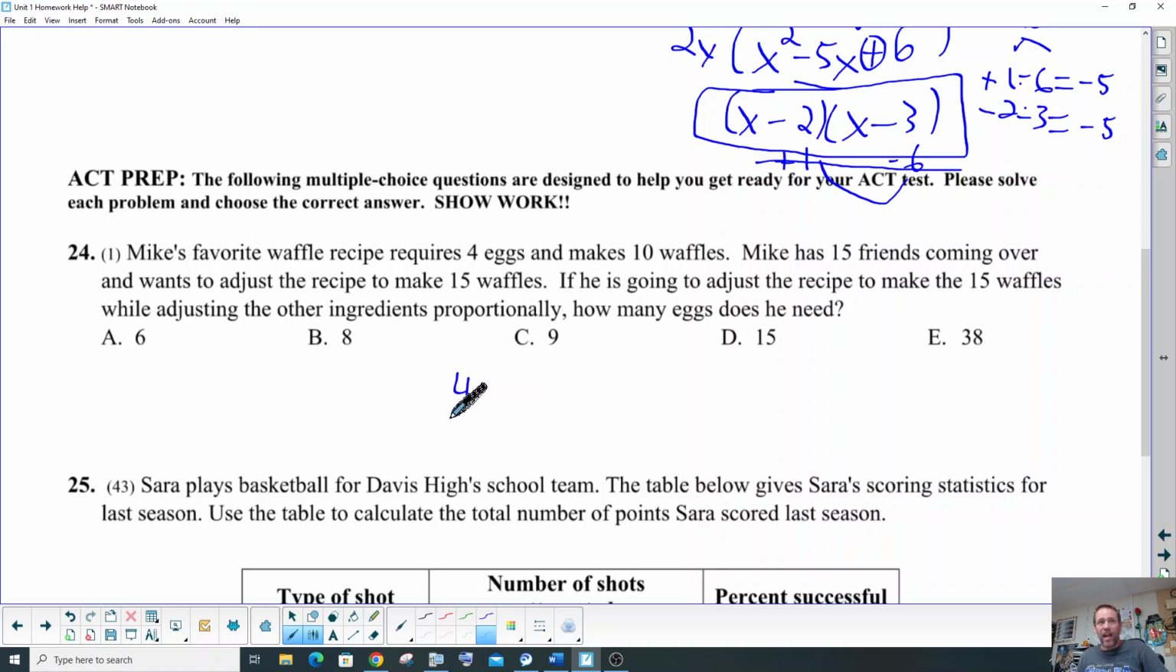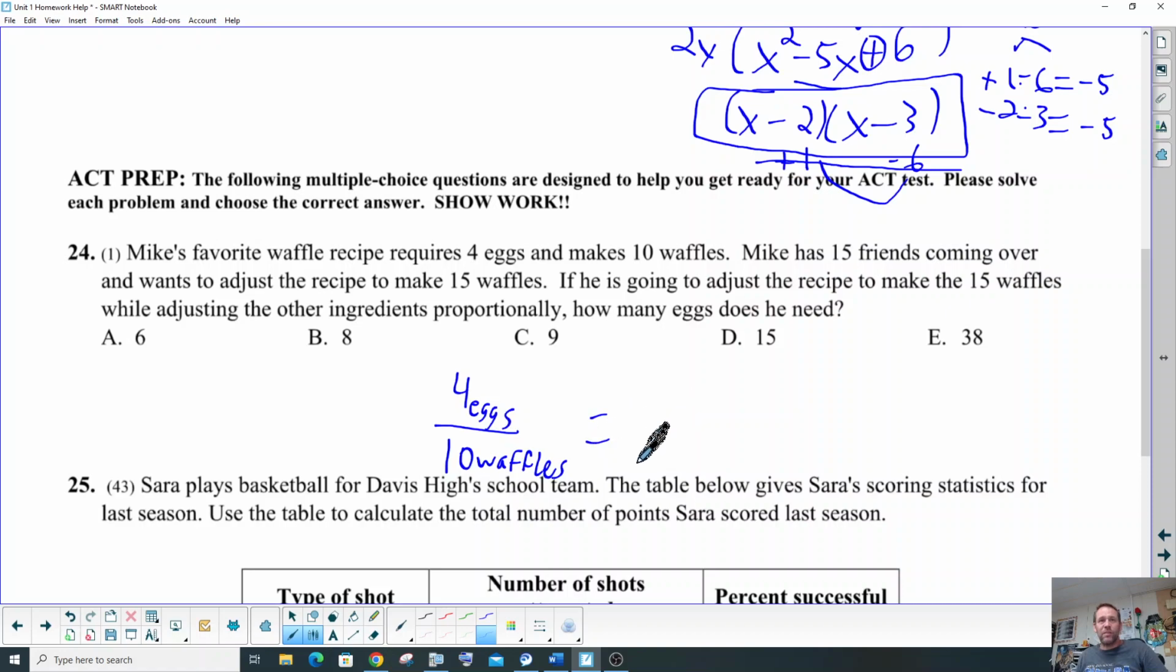So if we have 4 eggs and it makes 10 waffles, then this could be a proportion problem, right? Pause me. Try to figure out the rest of it by yourself. Give it a try. It's an ACT question.